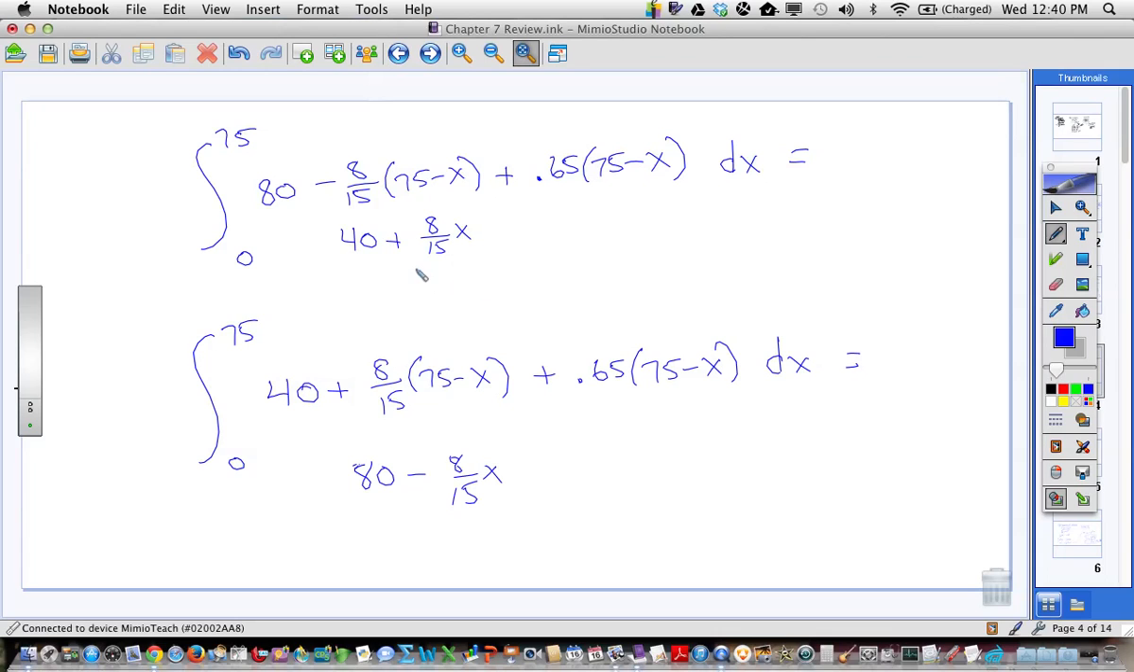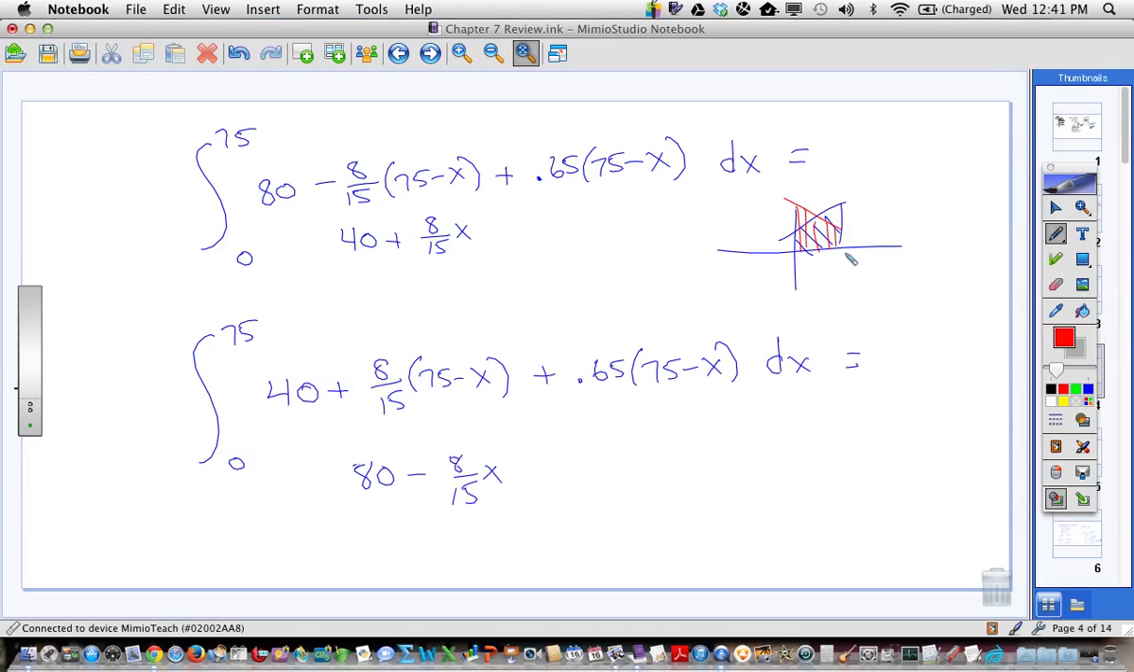Well, think about it as an area. These two are obviously going to be the same. This one, 40 plus 8/15 x, would be a piece of area like so. And this one here would be 80, so it would be up here, but then it would come down, and that would be a piece of area like so. Does it make sense that those would be the same? This would start up twice as high, but then it would come down as opposed to go up. So would those two have the same area? Yeah.